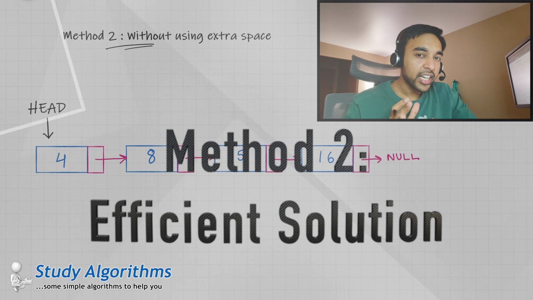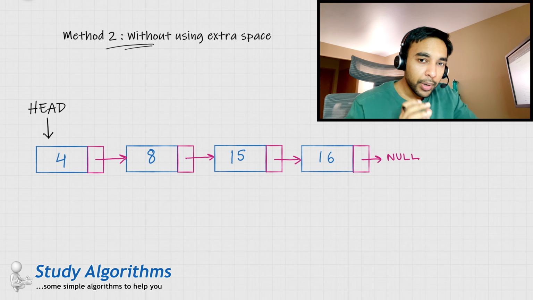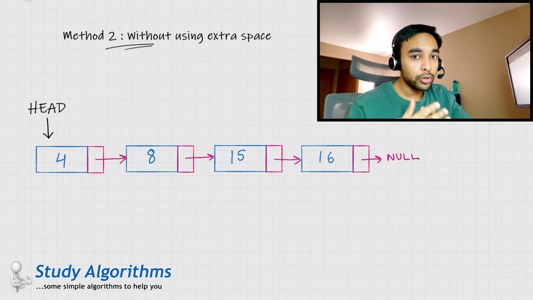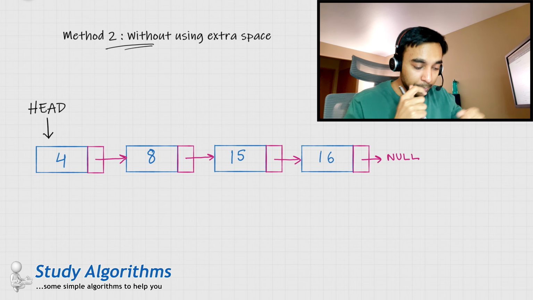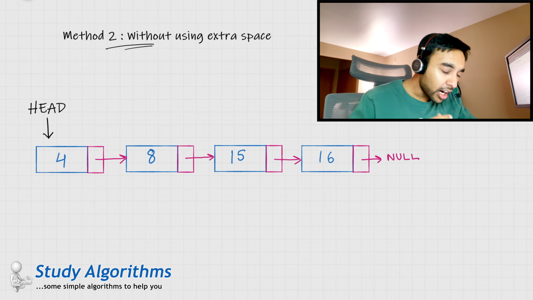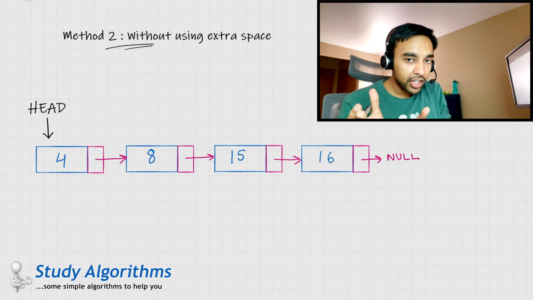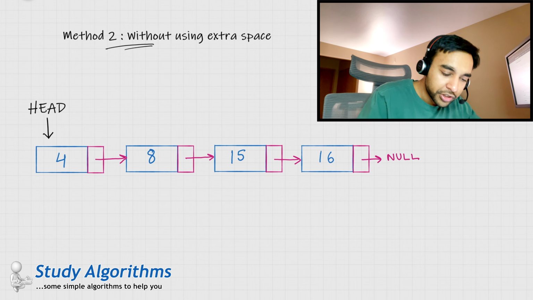Using the method of stacks was really good. We were able to achieve our result easily. But nowhere did we take advantage of the fact that a linked list works on pointers and these values are just connected with each other, right? So why do you want to create an extra data structure? Can't you just flip the pointers somehow? Ultimately, what do you want? Your head should be at 16 and the next of 16 should be 15, right?